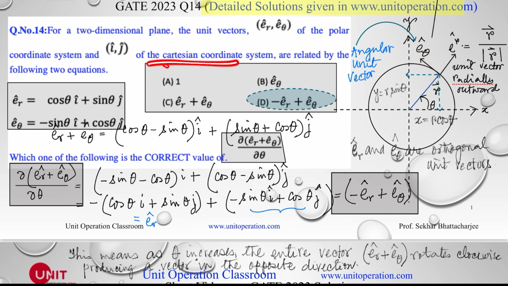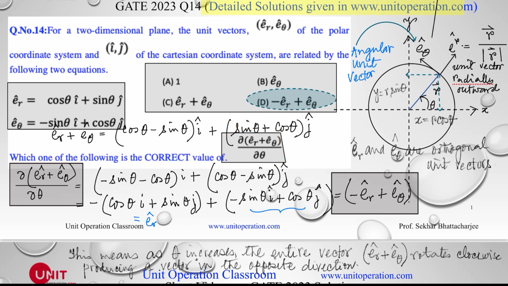And the Cartesian coordinates unit vector. So this is my Cartesian coordinate system. And this is, of course, my polar coordinate system here. These angles are, of course, 90 degrees. The relationship is already given in this problem. So we have to find out this derivative.